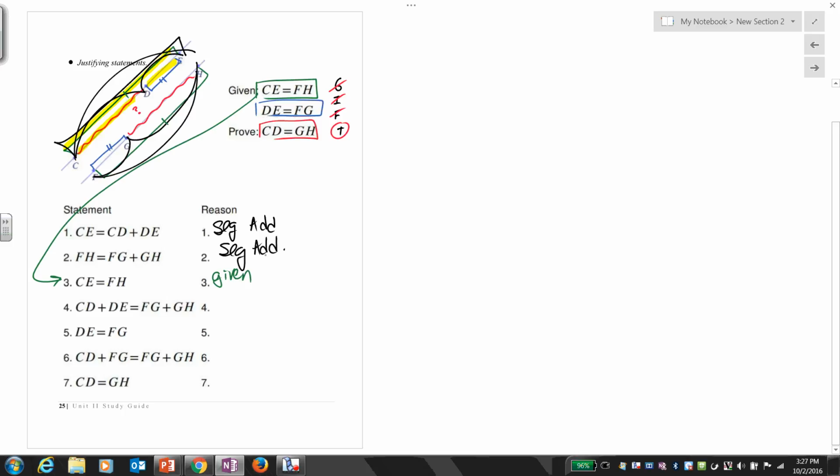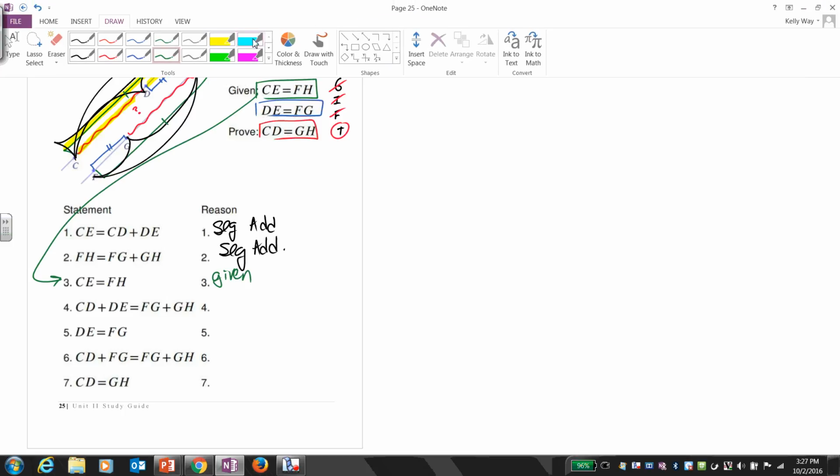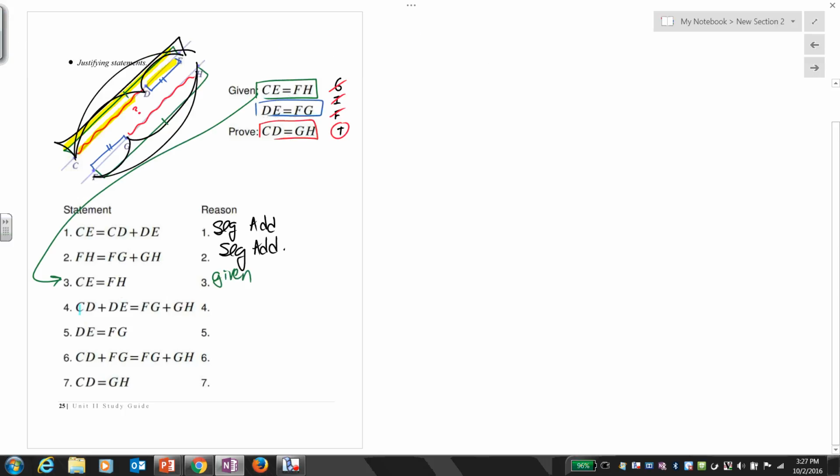Now you look very carefully at what happened in step 4. It's best to kind of color code this if you can. We have CD and DE, and ask yourself, where do you see that? Right here, CD and DE. CD and DE took the place of CE. We swapped it out, and we put that in.